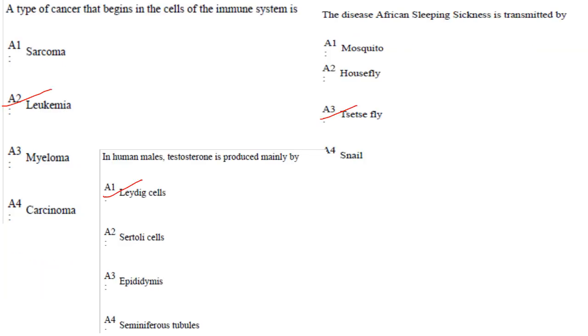Then a type of cancer that begins in the cells of the immune system. It is leukemia. Answer is A, 2. Then the disease African sleeping sickness is transmitted by. So African sleeping sickness is transmitted by tsetse fly. Answer is option 3. In human males, testosterone is produced mainly by the Leydig cells. Answer is 1.